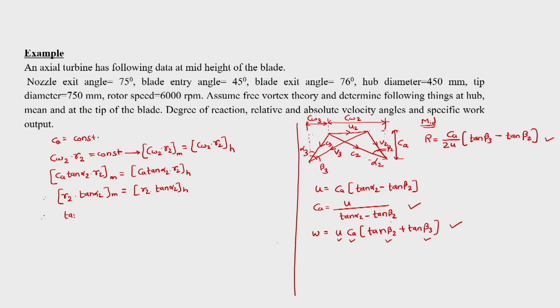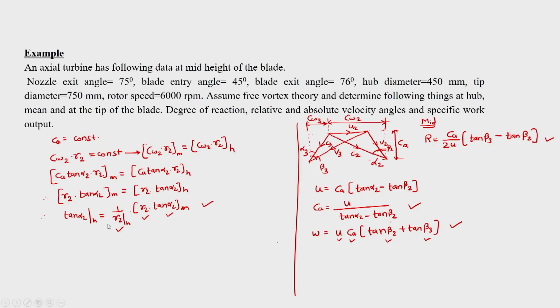So we can find out tan alpha 2 at hub is equal to 1 upon R2 at hub into R2 into tan alpha 2 at mid. At the mid height we know R, which is Dm by 2, alpha 2 is given to us, and R at the hub, which is Dh by 2, is also known to us. So we know alpha 2 corresponding to the hub diameter. Now knowing this, we can proceed with the rest of the things.